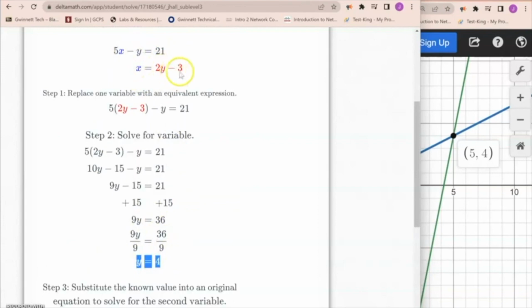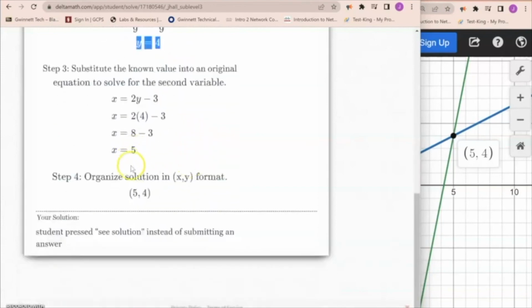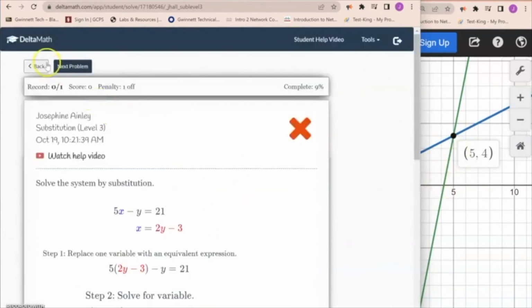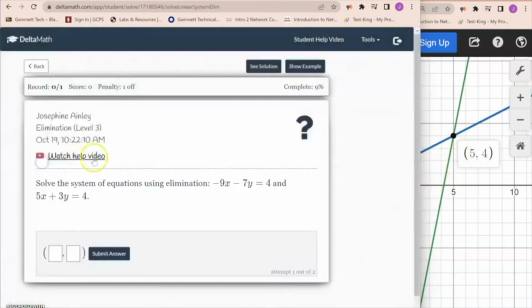2 times 4 is 8, minus 3 is 5. You get x equals 5. Okay, so you can do it that way. See, you're going to get the same answer, or by graphs. So remember, by graphs, the intersections are your solutions. All right, same thing with elimination. We can change elimination to be a graphing question.